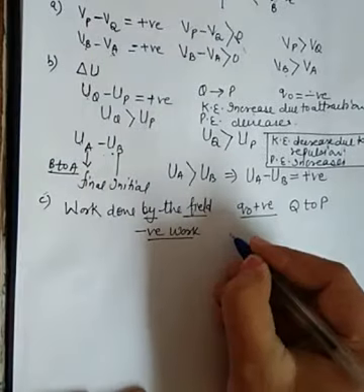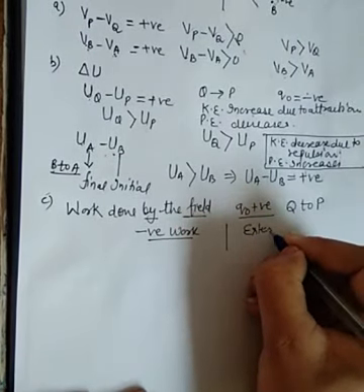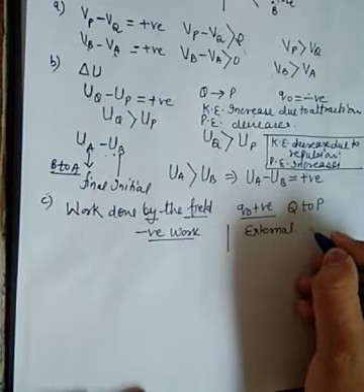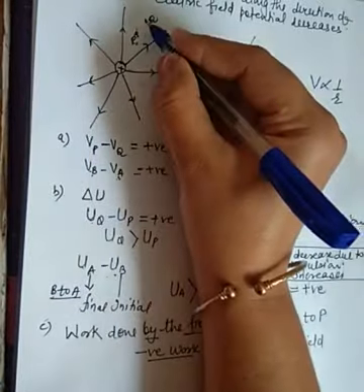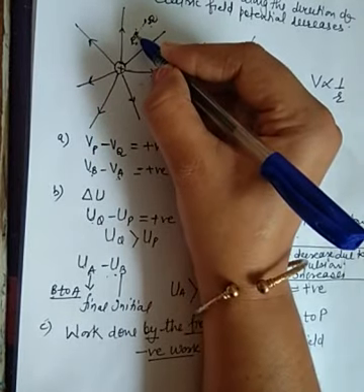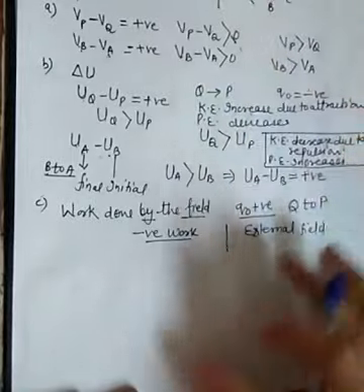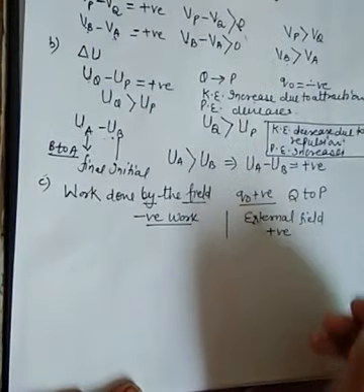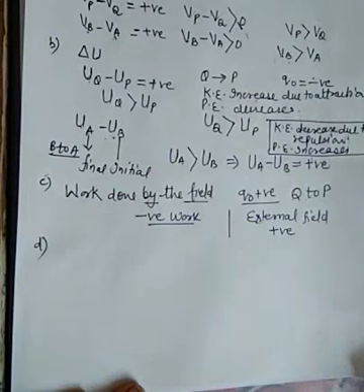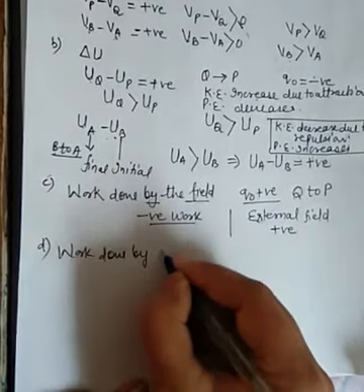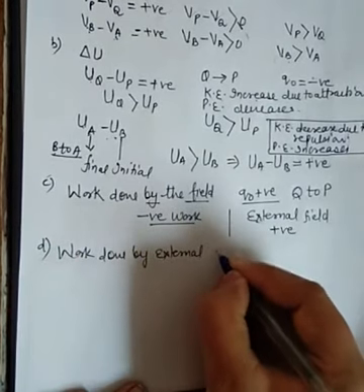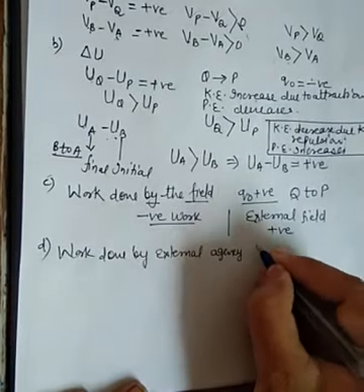by the external agency. So if in the same case the question is changed to ask the amount of work done by the external field while moving from Q to P, we have to do work. We have to do work means potential energy increases, so work done will be positive. Okay, in part D, the statement is: give the sign of the work done by external agency from B to A.